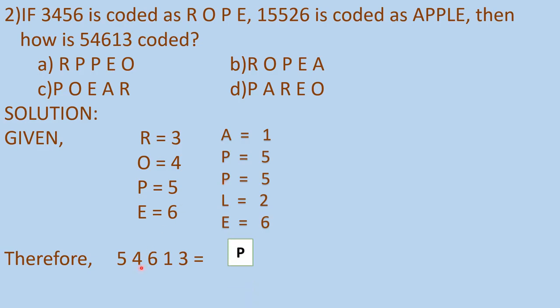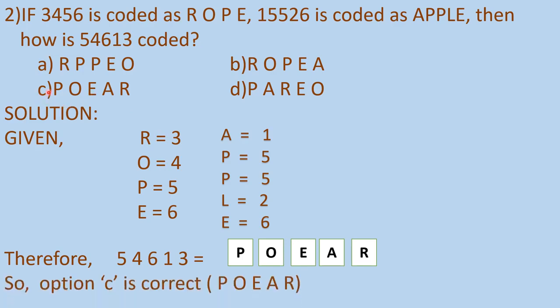Now after 5, what is given? That is 4, and 4 is coded as O. Then 6. 6 is coded as E. You can see from here or here, wherever it is given. E is equal to 6 in both places. So we will write E. And 1 is coded as A. And for 3 it is R. So our answer is POEAR. So where is this? This is in option number C. So option C is correct: POEAR.